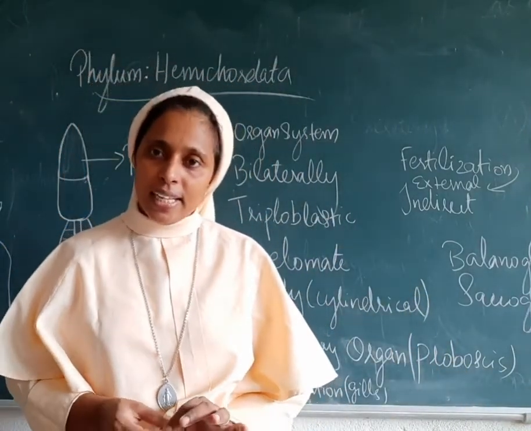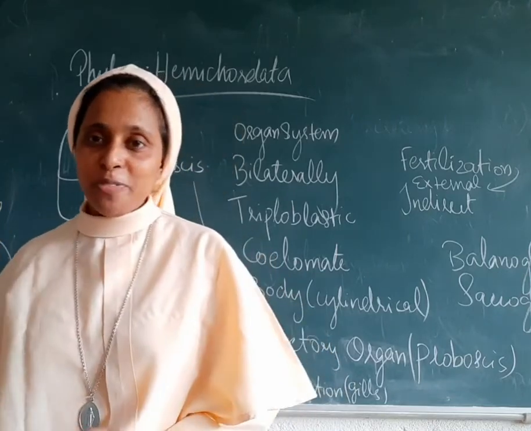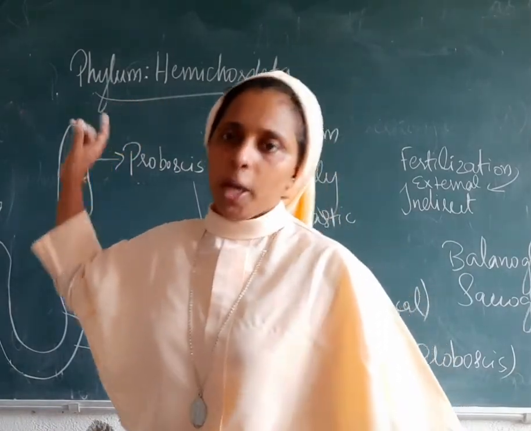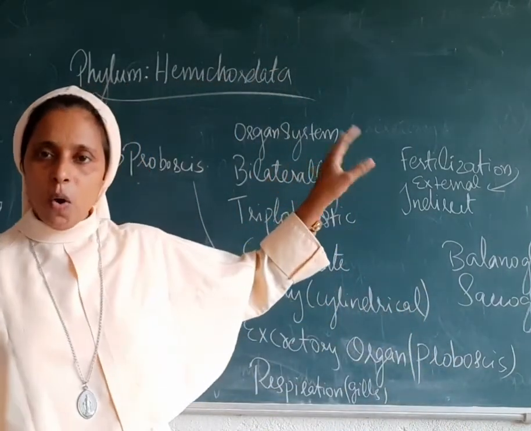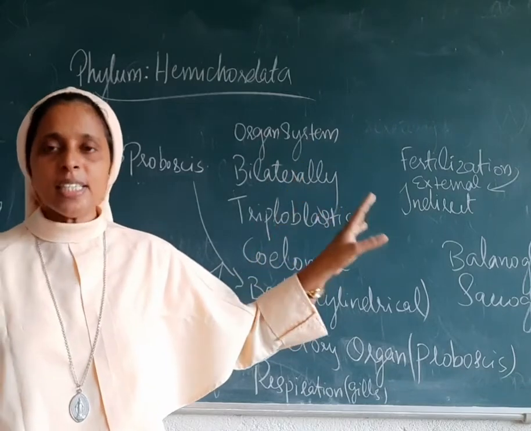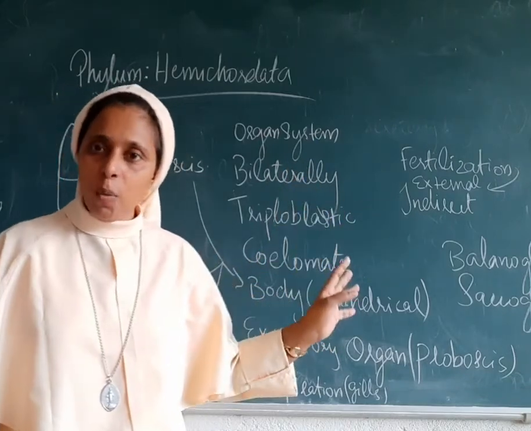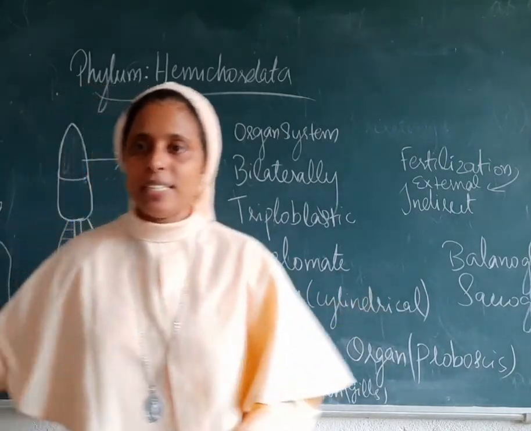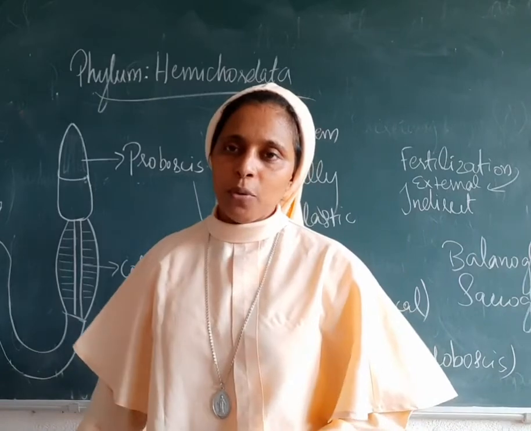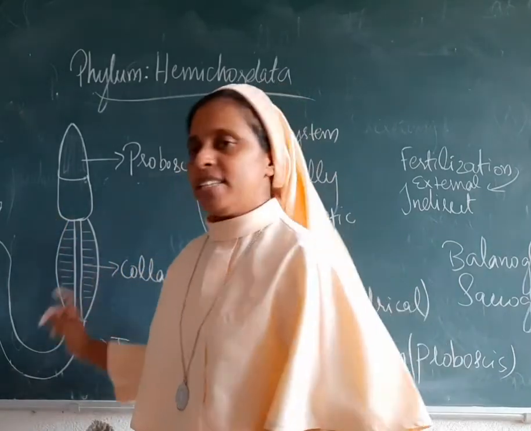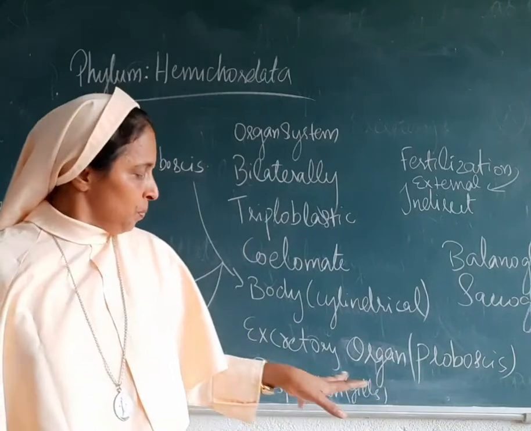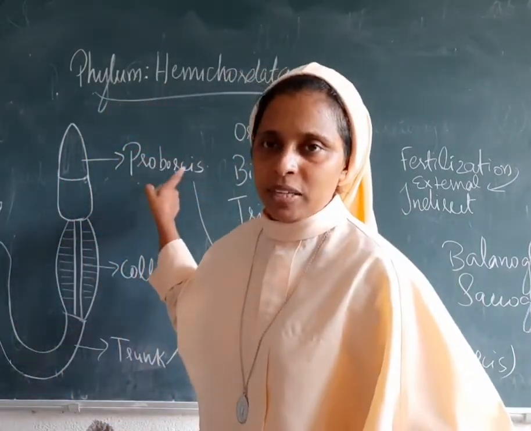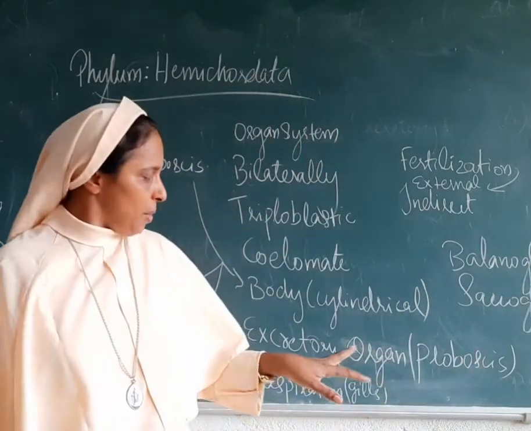Once again, explaining the last phylum in non-chordata, phylum Hemichordata. They exhibit the organ system level of organization. They are bilaterally symmetrical, triploblastic, and coelomate, and the body is of cylindrical form, as you can see in the image. The body consists of proboscis, collar region, and the trunk portion. The excretory organ is the proboscis, where excretion takes place.